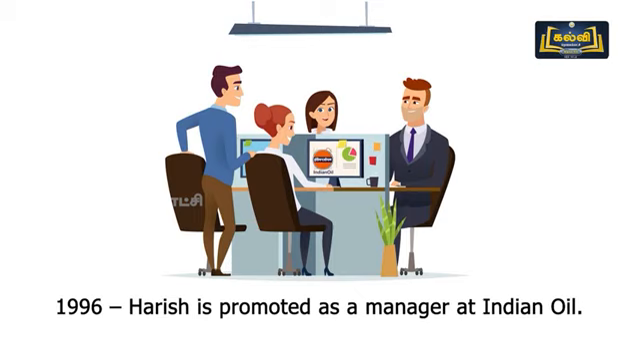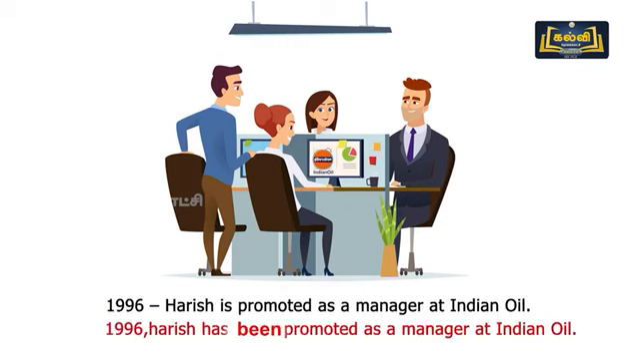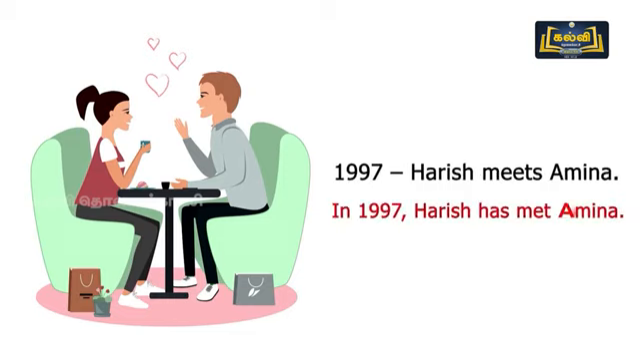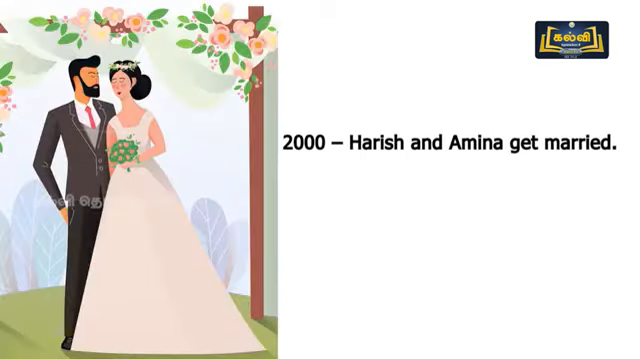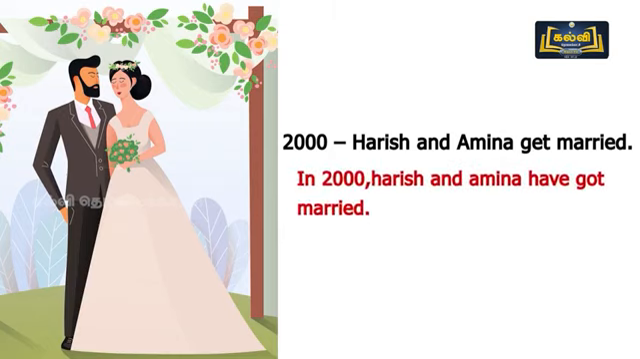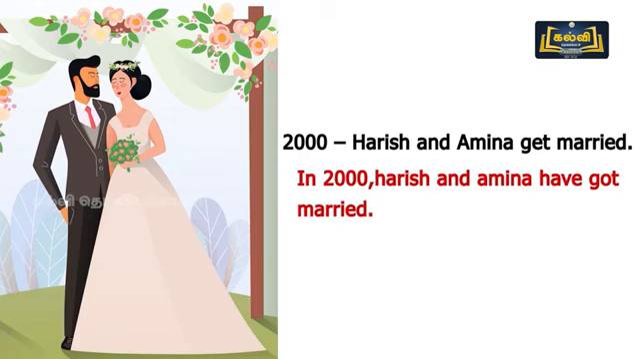In 1996, Harish is promoted as a manager in Indian Oil. When you change this, in 1996, Harish has been promoted as a manager at Indian Oil. In 1997, Harish meets Amina. In 1997, Harish has met Amina. In 2000, Harish and Amina get married. When you change, in 2000, Harish and Amina have got married.